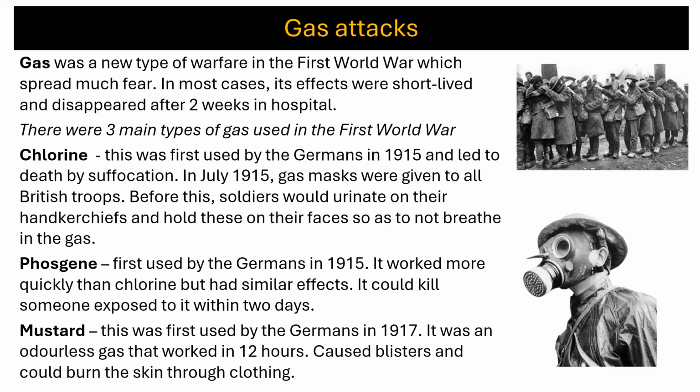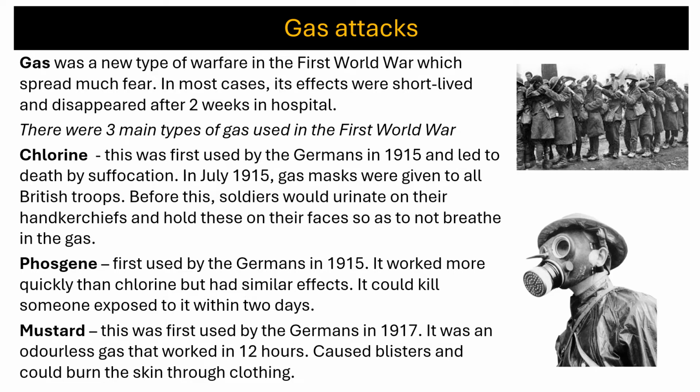Firstly, chlorine. This was used by the Germans in 1915 and led to death by suffocation. So in July 1915, gas masks were given to all British troops. Before this, soldiers would urinate on handkerchiefs and hold these on their faces so as not to breathe in the gas. The ammonia in urine would offer a degree of protection against the gas, although it was nowhere near as effective as having a gas mask.